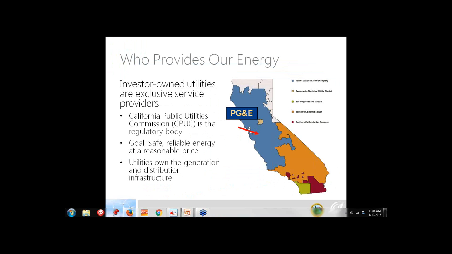PG&E is what's known as an investor-owned utility, and they are the exclusive service provider for their entire territory. Their efforts are overseen by the California Public Utilities Commission, being the regulatory body, so they operate under the auspices, I think is the technical term for that. And their goal, of course, is safe, reliable energy at a reasonable price. The two bodies, PG&E and the CPUC, work together to try and ensure that. Utilities own their own generation, and certainly they own the distribution infrastructure. We'll talk a little more about other sources of energy outside of the utilities' generation capabilities, but in general, that's how it works.